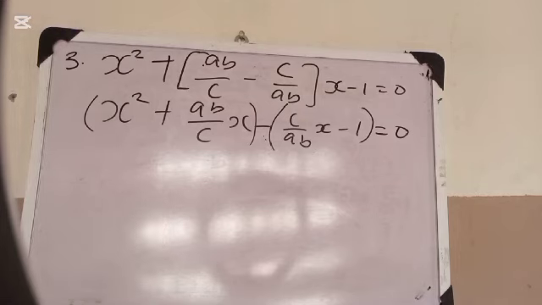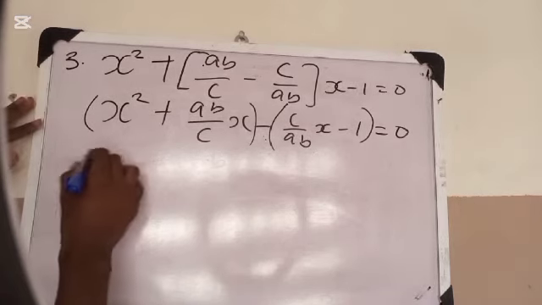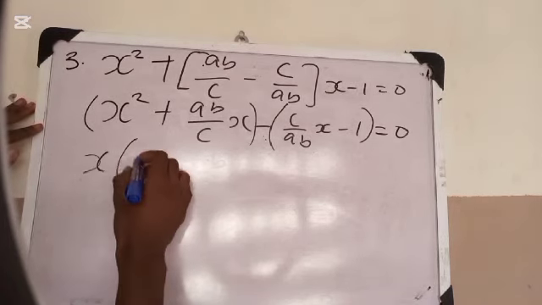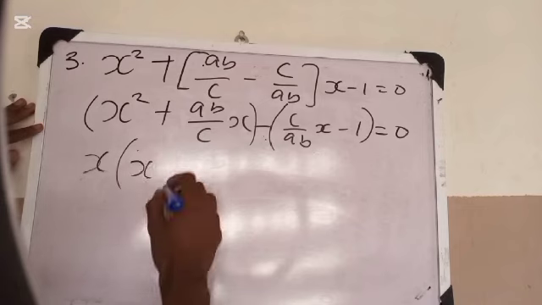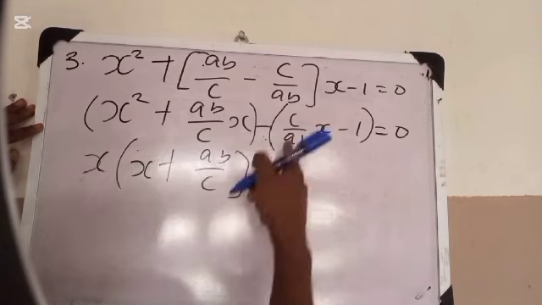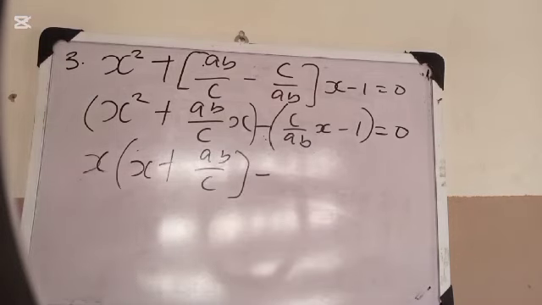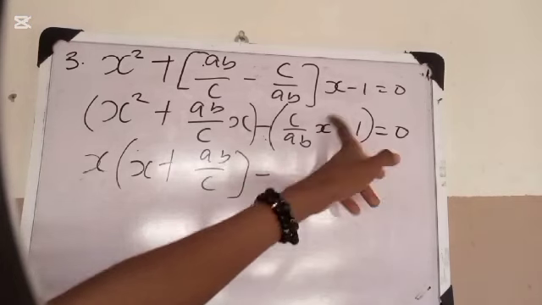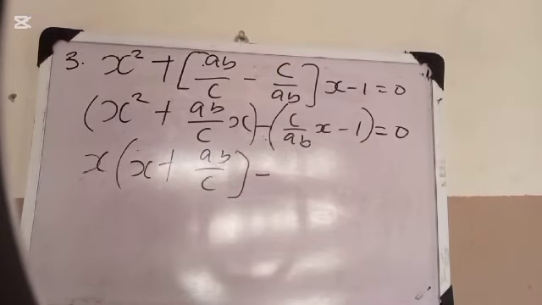So let's look at what you do now. Remember I said this is where you bring out what is common. This is where you factorize. So when you want to factorize, what is common here? x is common. So when you bring out x here, you are left with x plus ab over c. Now minus, how do you know what is common in this bracket? Since you don't have x here, x is not common. So what is common here? Now we have c over ab and you have 1 there. It shows that c over ab is the common factor.